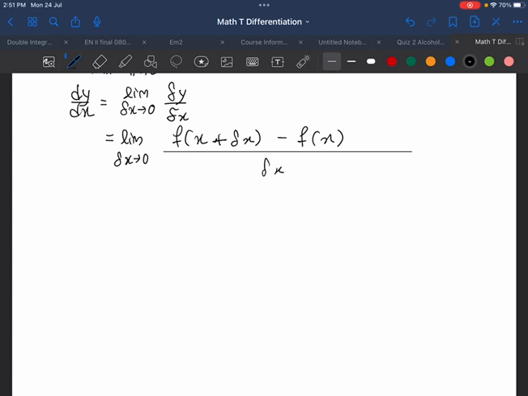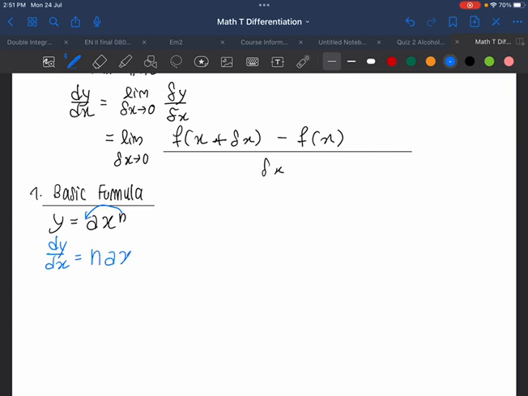So for differentiation, from the first principle we derive 4 formulas. The first one is the basic formula. I call it the basic formula because it's quite basic, as we already learned it in secondary school. When we have y equals ax to the power of n, when we differentiate it, it becomes dy/dx equals n times a times x, where we take n in front, and the power is reduced by 1. Let's take an example.